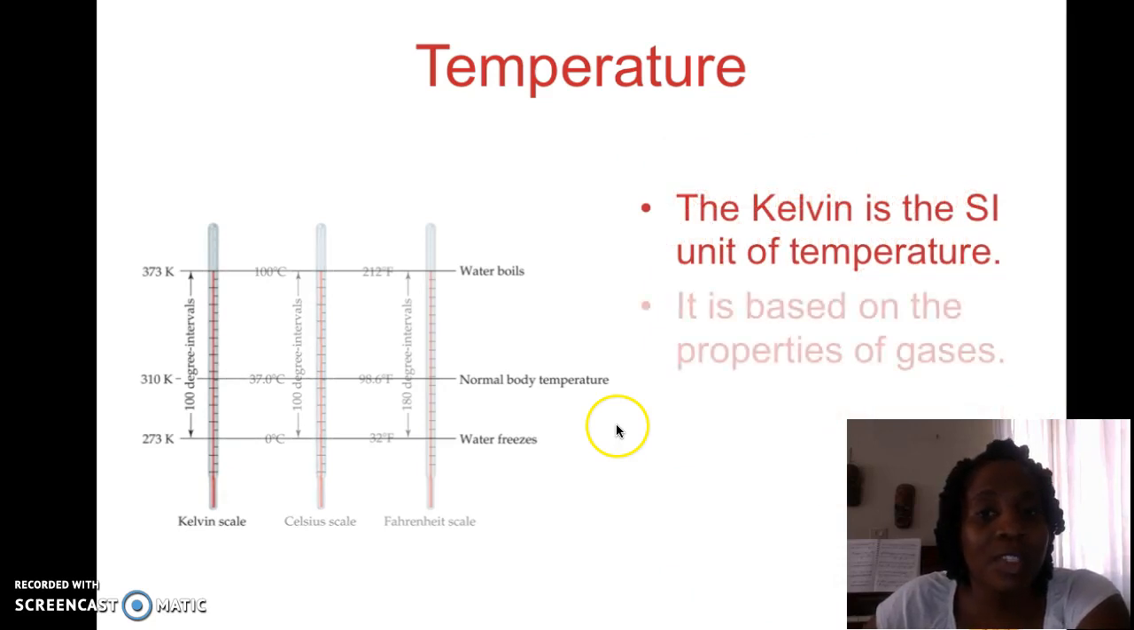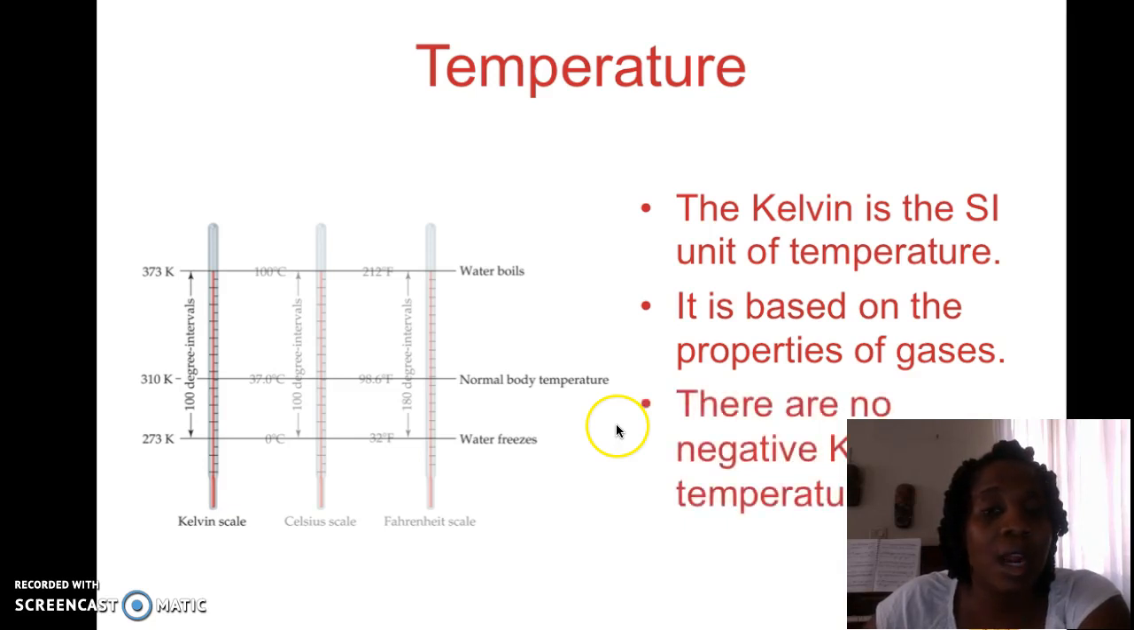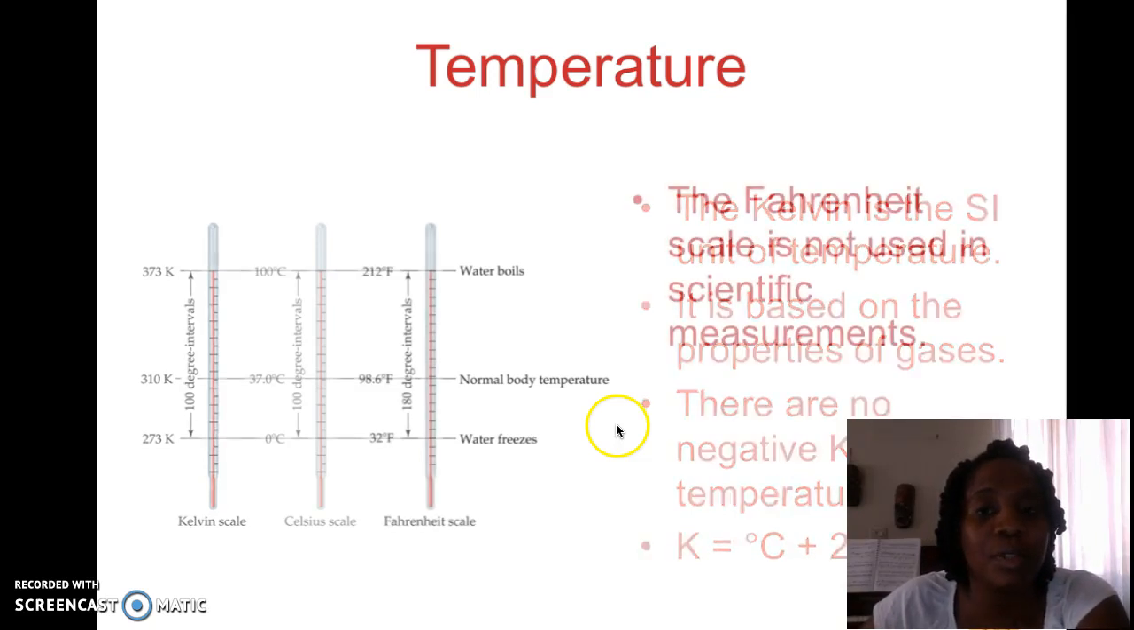The SI unit for temperature is Kelvin, and we will need to use this unit when we're using the gas law, so keep that in mind. There are no negative degrees or temperatures in Kelvin. It's created as an absolute temperature scale, so the lowest possible temperature on the Kelvin scale is 0. In order to convert from Celsius to Kelvin, you will add 273.15 to your Celsius temperature.